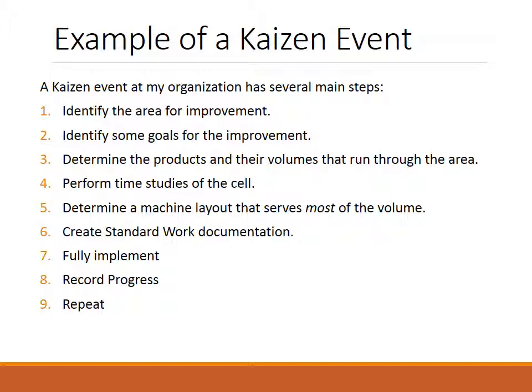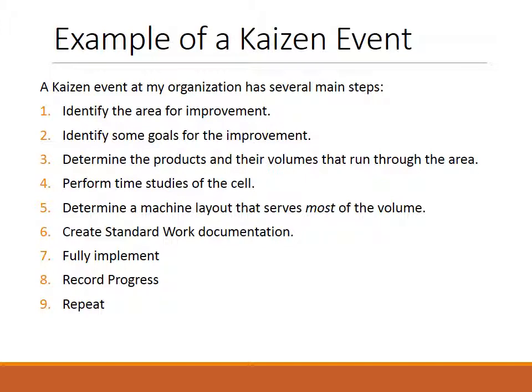Third, you have to determine the products and their volumes that run through the area. This, combined with number 4, perform time studies of the cell, provides the framework of the lean manufacturing event, the Kaizen event. Number 5 and 6 come pretty much hand in hand. 5, determine a machine layout that serves most of the volume. We'll talk about that word most later. And then create the standard work documentation, and this is kind of the playbook. We call it a playbook that the operators work from in the cell.